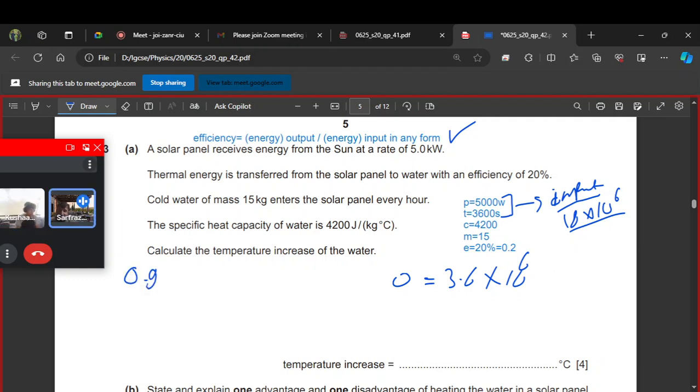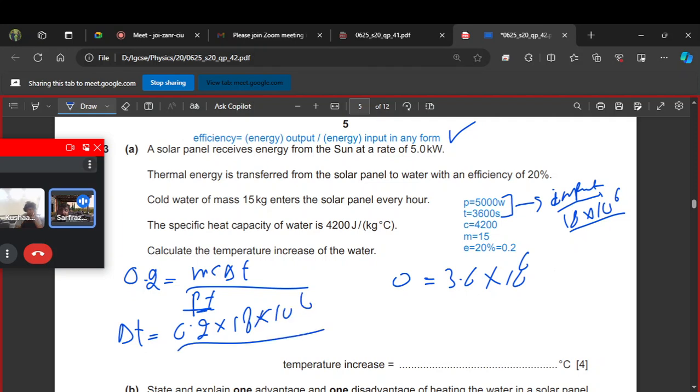You have written efficiency equal to output energy, for which you use formula MC delta T, and for input energy you use formula PT. Am I right? So for delta T you have multiplied 0.2 times PT, and PT was input energy which was 18 million, and then you divided it by MC. So M was 15 and C was 4200. Am I right?